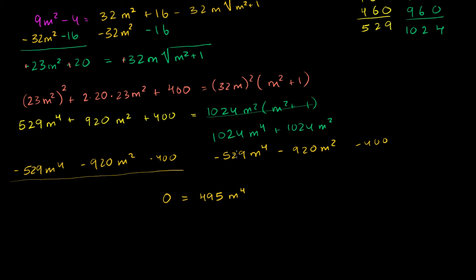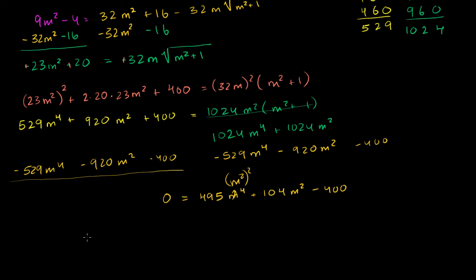Did I do that right? 1024 minus 524 would be 500, but I'm subtracting 5 more than that. So that is going to be 495. And then 1024 minus 920, it's 80 plus 24, so it's going to be plus 104 m squared minus 400 is equal to 0. So we have just a straight up quadratic equation over here. And you might not recognize it, but m to the fourth is the same thing as m squared squared. So let's just solve it.